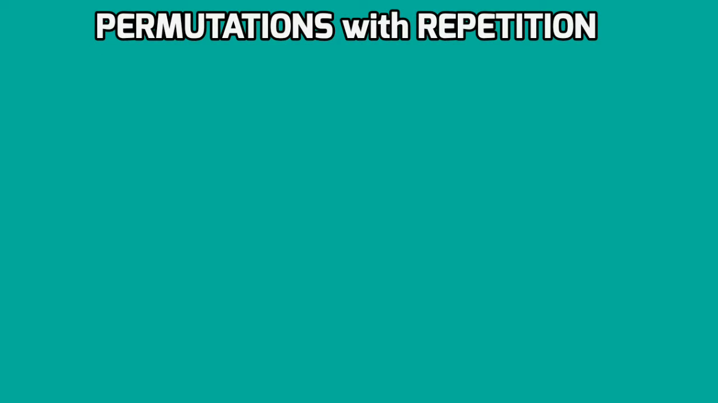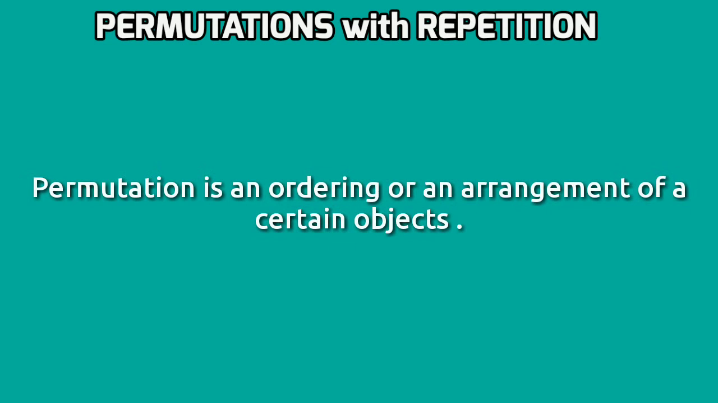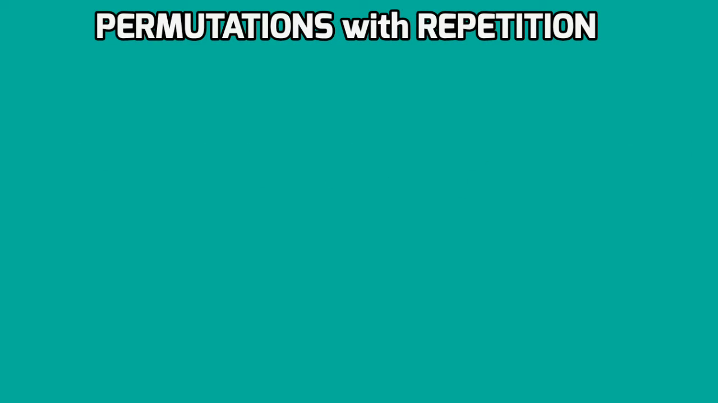In this video, we are going to learn about permutations with repetition. First, let's remember what a permutation is. A permutation is an ordering or an arrangement of certain objects, and often permutation problems will ask you in how many ways can you pick and arrange a certain number of objects from a larger set of objects. But what happens when some of those original objects are the same now?